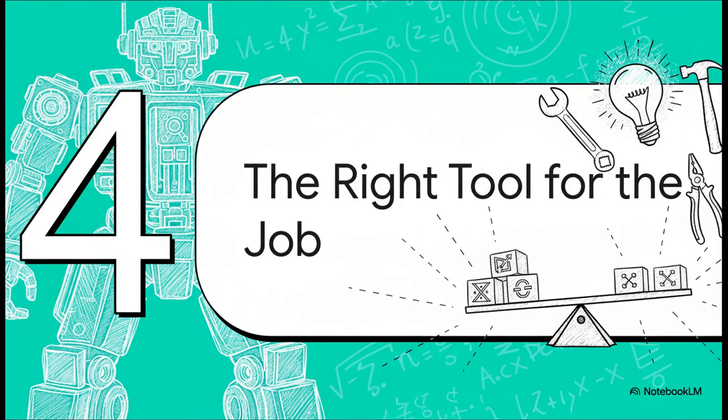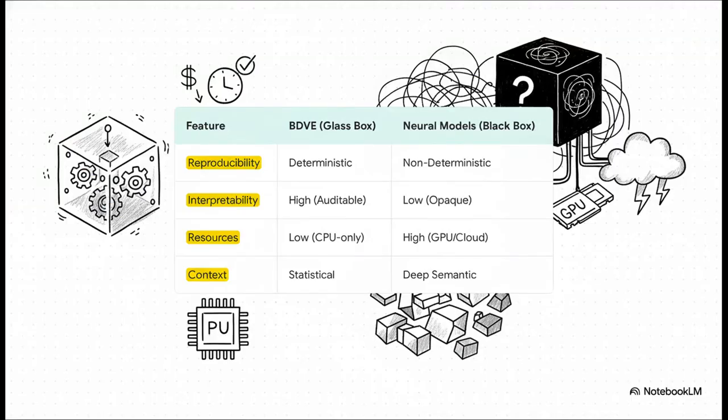So you might be wondering, is this supposed to replace those giant language models? And the answer is not at all. This is all about having the right tool for the right job. So let's look at the trade-offs. As you can see, BDVE really shines when you absolutely need determinism, interpretability, and low cost. Now, a big neural model is going to have a way deeper, more nuanced grasp of context, but that comes at the cost of being a complex, resource-hungry black box. They really are designed to solve different kinds of problems.